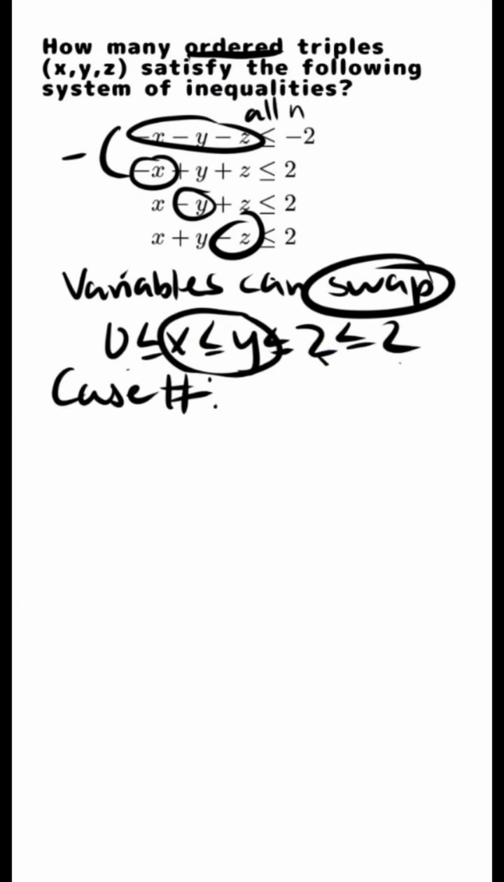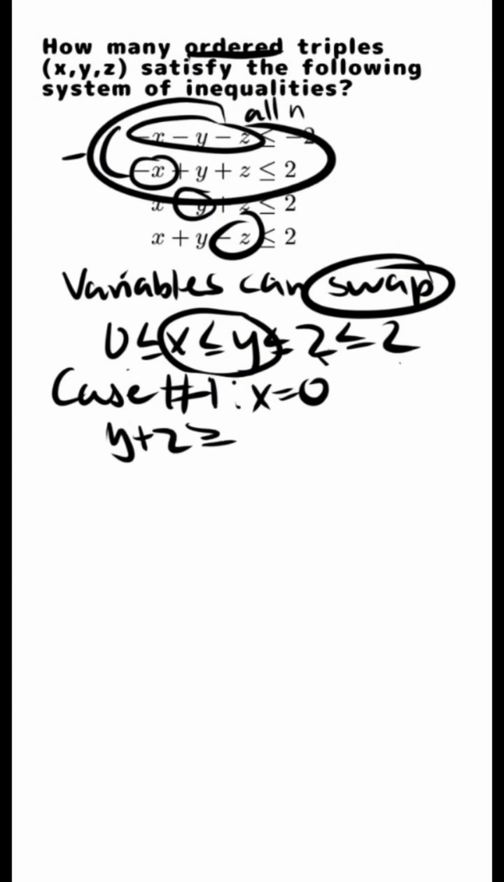Now we can do casework on what x equals. If x equals 0, from the first and second inequality, y plus z is less than or equal to 2 and greater than or equal to 2, meaning that our only option is that it's equal to 2.